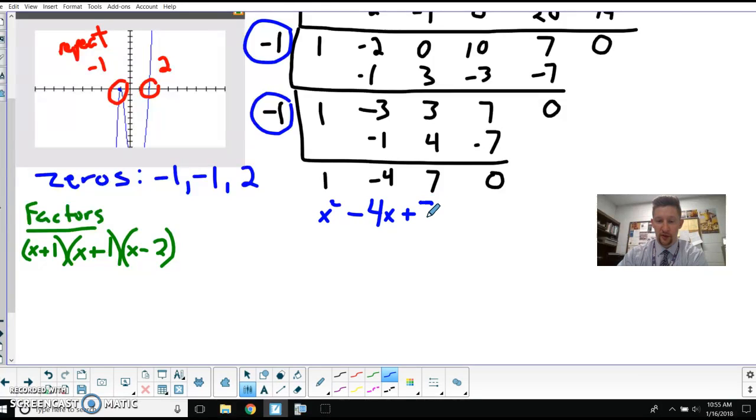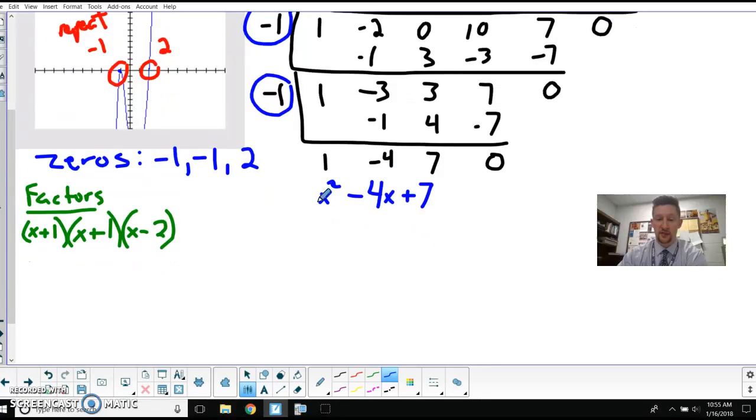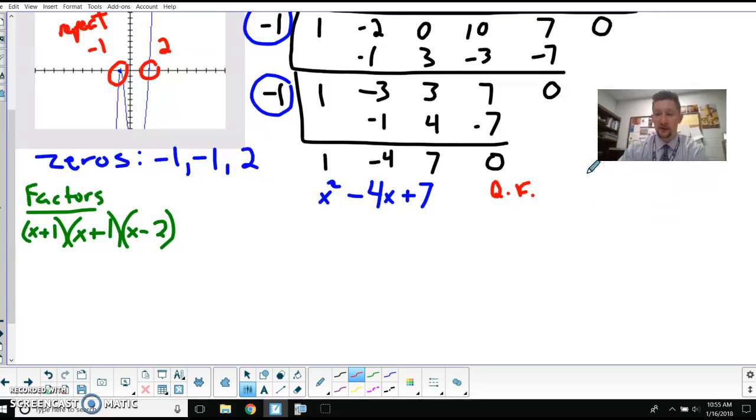Now this is a good thing that we've gotten to this level. We started with x to the 5th, and we worked our way down to x to the 4th, and x cubed, and now x squared. X squared is a quadratic expression. So in order to find the final 2 zeros, I am going to use the quadratic formula. Now, many of you have that as an app on your calculator, which is great. You type it in, A is 1, B is -4, and C is 7.